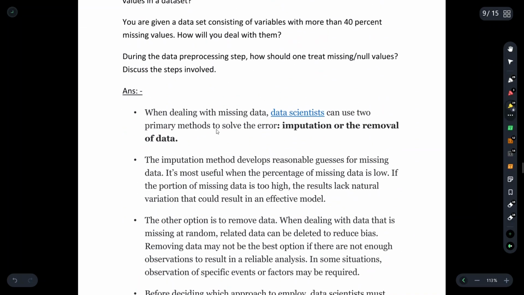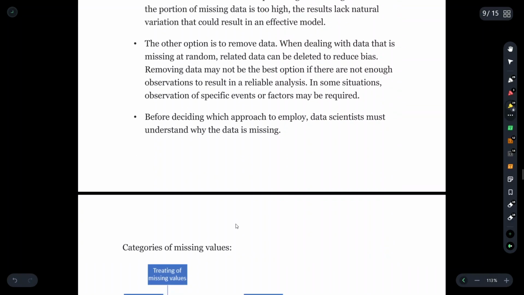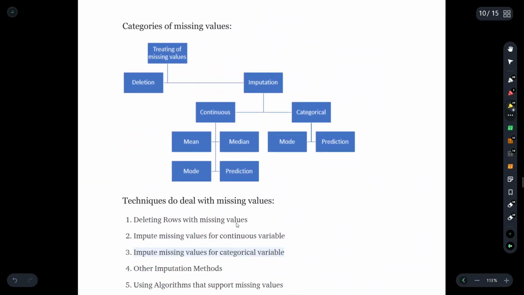When dealing with missing data, primarily we use imputation or removal of the data. Imputation is nothing but going with the flow. We can write some other values which have the same objective function, or which maintain the same pace, or removing the whole line of data makes it possible to get the accuracy of that particular data set. Before deciding which approach to employ, data scientists must understand why the data is missing. We can use mean, median, mode, or we can predict the missing data. For categorical, it is mode or prediction.